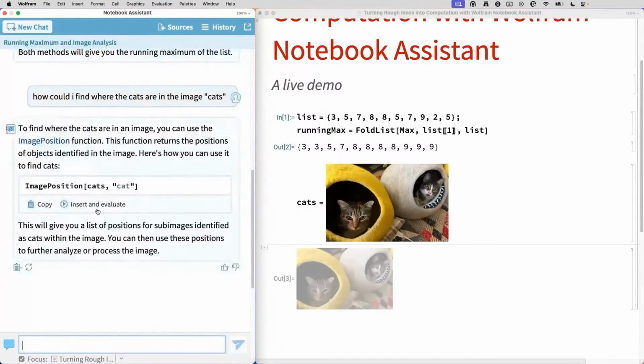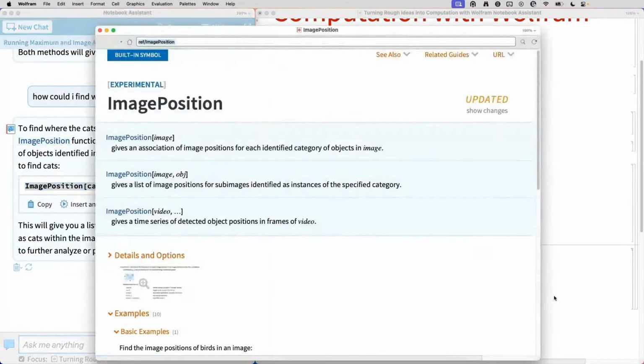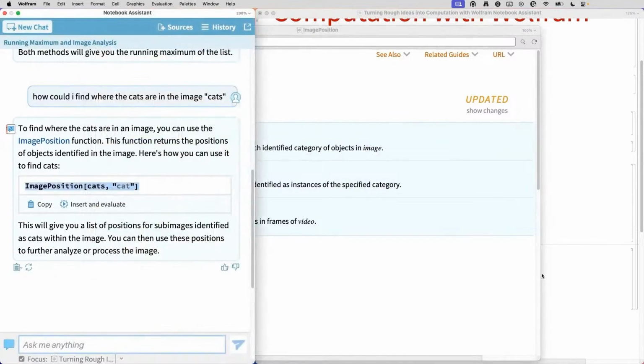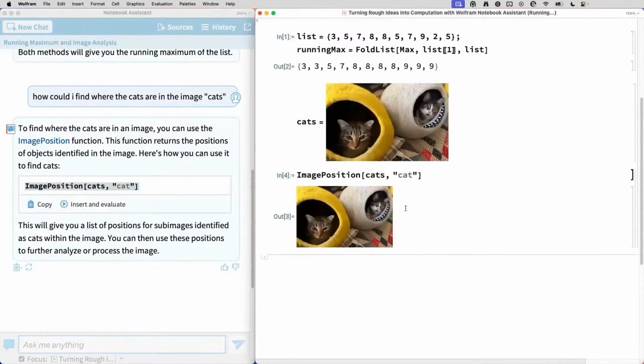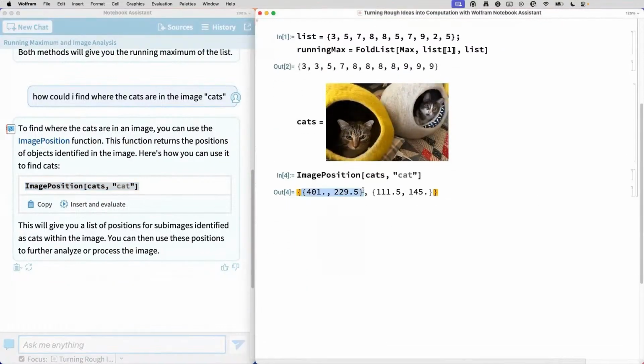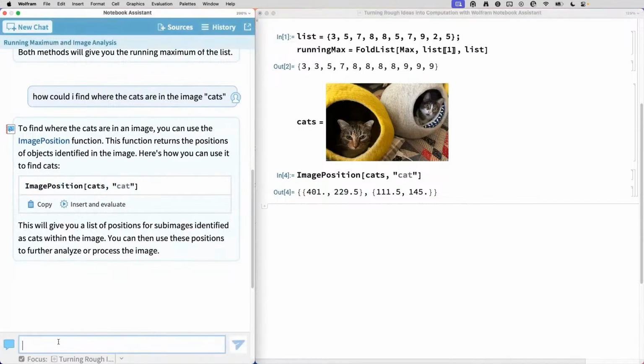So here, it asks us to do this. And it tells us this is the function that could be used for this. This is actually not something I was aware of. This is a new one. And so we go in here, it's giving us coordinates for where the cats are located in the image. There are a couple of different ways you could go about that. And I'm going to ask and see if it's willing to suggest to us a different way, maybe.